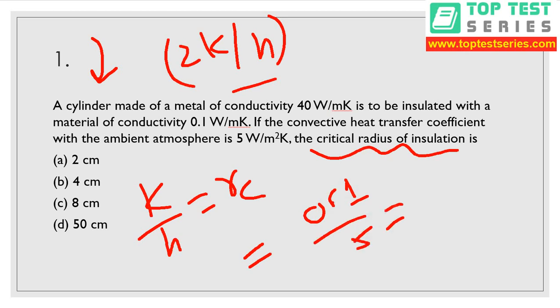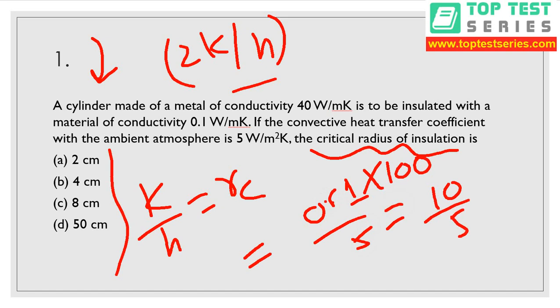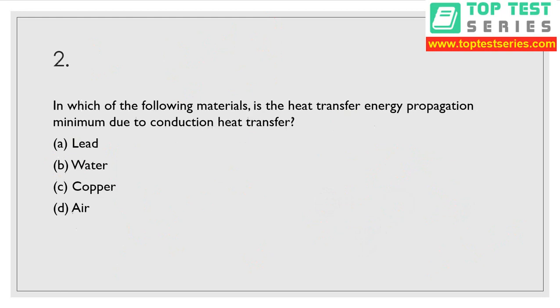So therefore my dear, it's 0.1 meter, so to get centimeters you have to multiply by 100. So 0.1 multiplied by 100 means 10. 10 by 5 is equal to 2 centimeter. Therefore option A is the correct answer for this question.